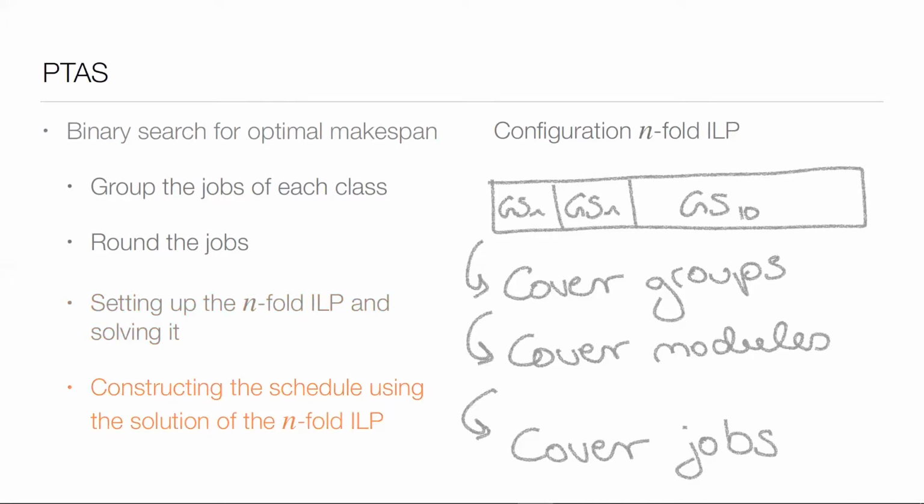Having such a solution at hand, we can finally set up our schedule. And we do this just by dissolving it as displayed here. So we have chosen M configurations we need. These configurations are the group size placeholders. Then we have variables stating to which configuration we place which group, so we fill them in. Then we fill in the correct modules. And finally, we fill in the correct jobs, obtaining our schedule.